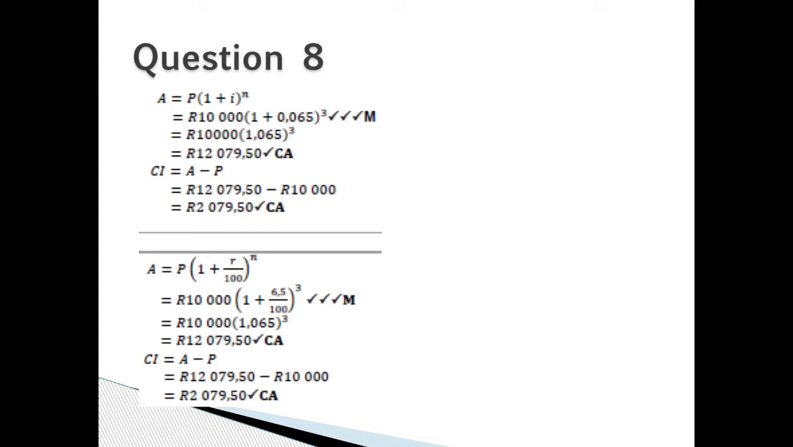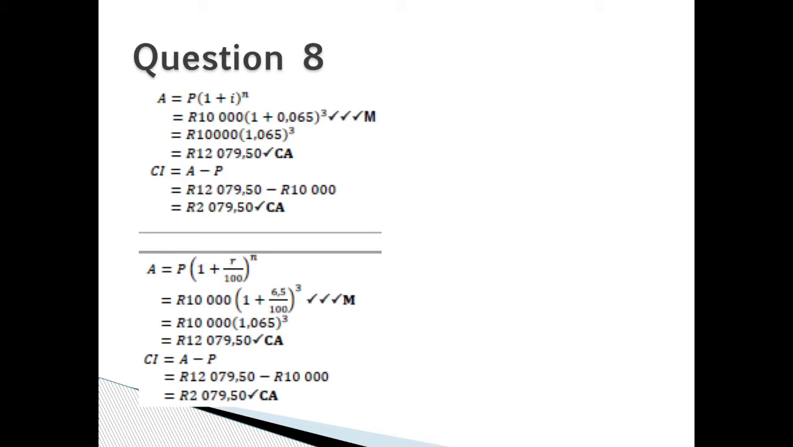10,000 rand multiplied by, in brackets, 1 plus 0.065, close brackets, to the power 3. If you work that out on your calculator, it would have given you 10,000 times 1.065 to the power 3, which gave an answer of 12,079 rand 50 cents. You then would have to say A minus P, which is the amount minus your principal, 12,079 and 50 cents minus the 10,000 principal, which will give you your interest of 2,079 rand 50 cents.